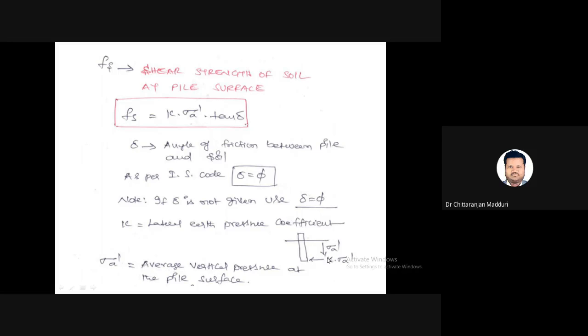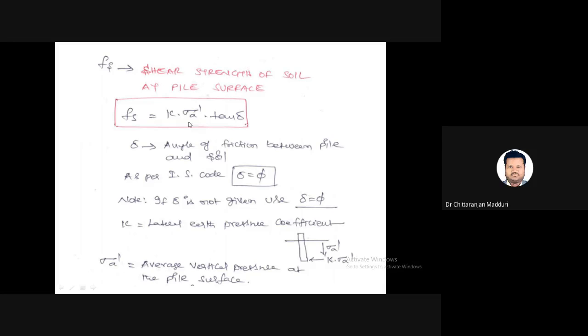So there is a vertical pressure here. In order to convert the vertical pressure into horizontal pressure, we need to multiply it with the lateral earth pressure coefficient. So sigma A dash is known as average vertical pressure at the pile surface. So shear strength of the soil at pile surface equals K into sigma A dash into tan delta. Delta is the friction between the pile and soil, and K is the earth pressure coefficient.